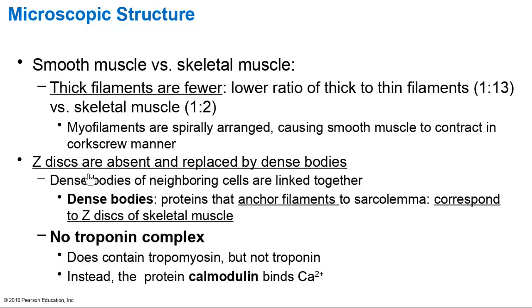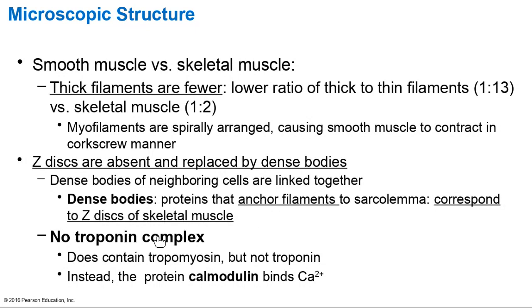Why do we not have Z discs in smooth muscle? Because we don't have a sarcomere. So there's no need to have these Z discs. But in place of that, we do have something called dense bodies. Dense bodies are protein structures that help anchor the filaments to the sarcolemma in smooth muscle. The dense bodies in smooth muscle are comparable to the Z disc of skeletal muscle in the fact that they both serve to anchor the thick and thin filaments. But again, we don't have a sarcomere, so we don't have Z discs, instead dense bodies.